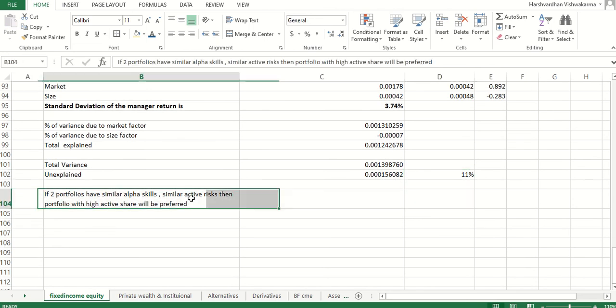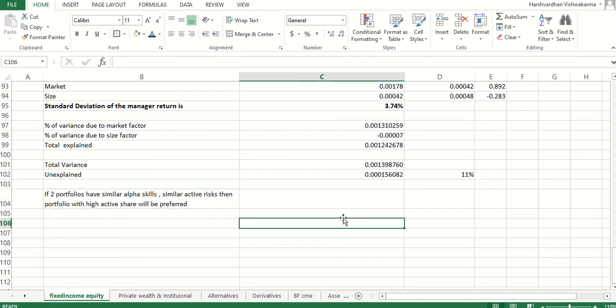Lastly, in equity, if two portfolios have similar alpha skills, similar active risk, then the portfolio with higher active share will be preferred. Now, this is a very important statement which says that if two managers have the same logic to beat the market, so they have the same alpha skills, and they are taking on similar active risk, like one is taking long in metals, the other is also taking long in metals, one is shorting the IT index, the second one is also shorting the IT index, then what could be the differentiating factor of their return? The return differentiating factor will be the third parameter, which is the active share.